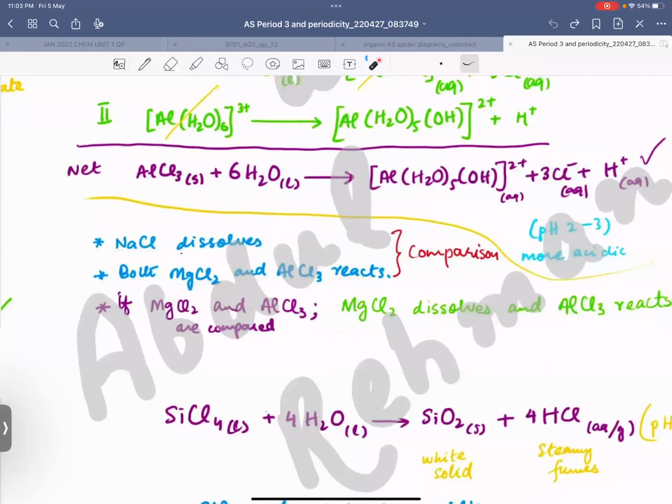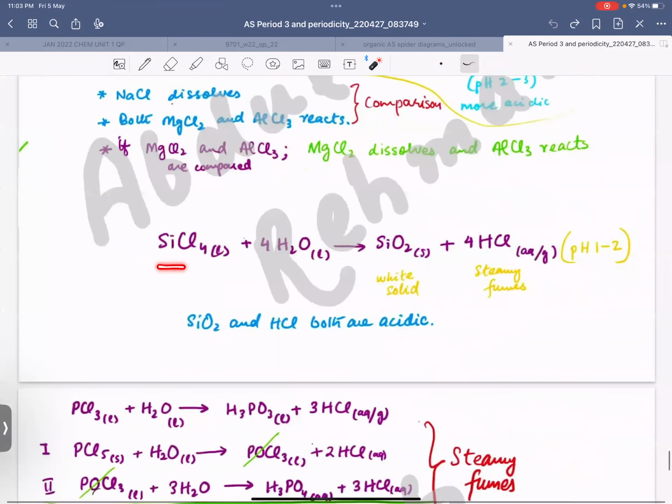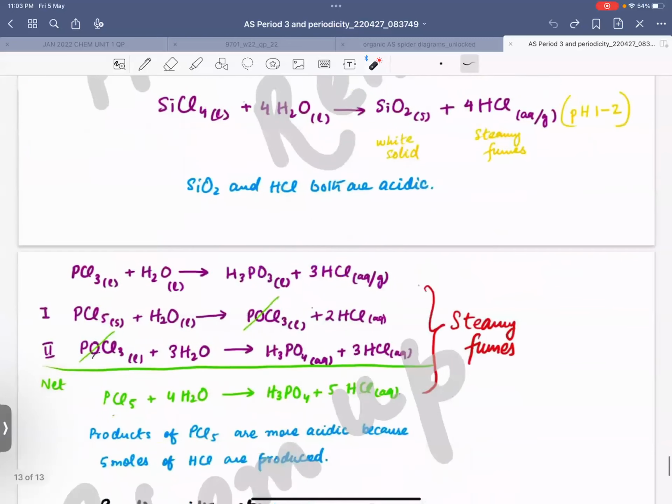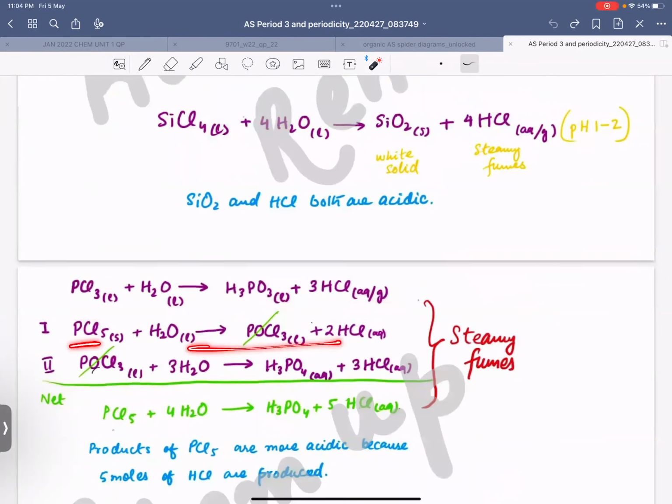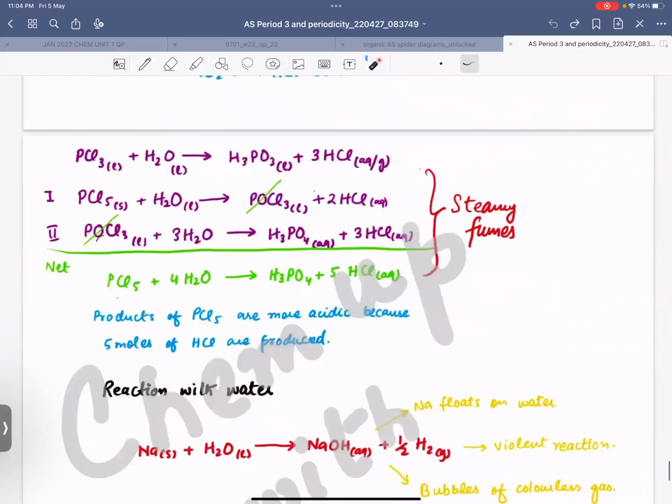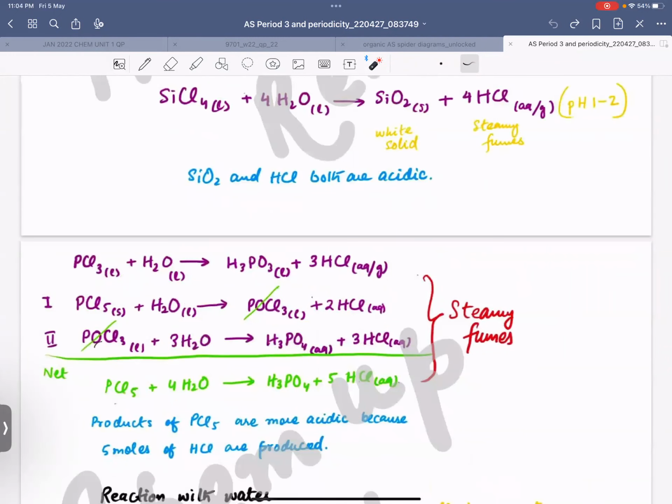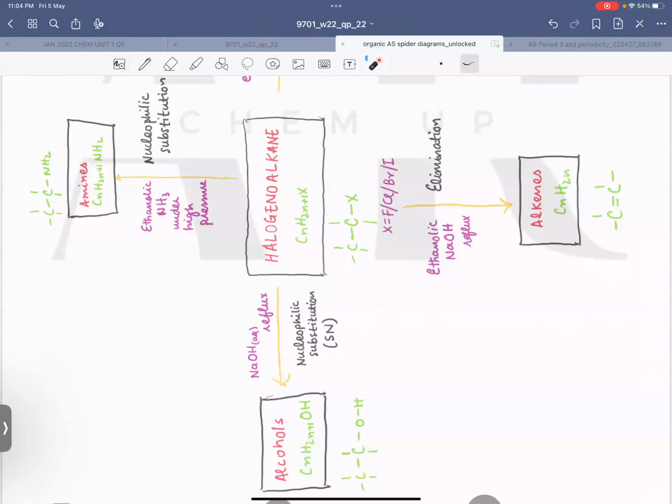But in the same manner, if the examiner asks you to compare the dissolution of magnesium chloride and aluminum chloride, then for magnesium chloride you just write that it dissolves, and for aluminum chloride you just write it reacts. But after aluminum chloride, all are the covalent ones, so the covalent ones always react in water, hydrolyzed in water. See, SiCl4 is reacting with water, PCl3 is reacting with water, PCl5 is reacting with water, and we are getting this. Okay, is this clear?